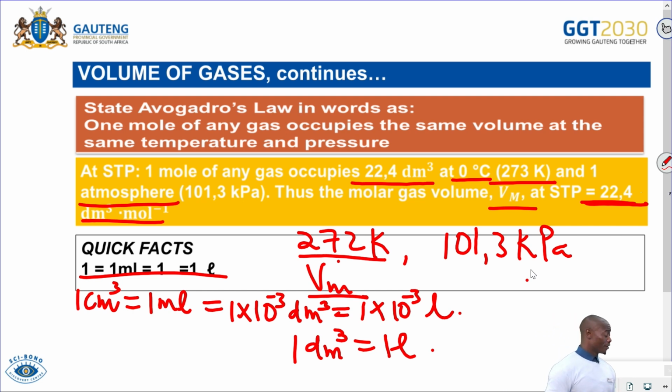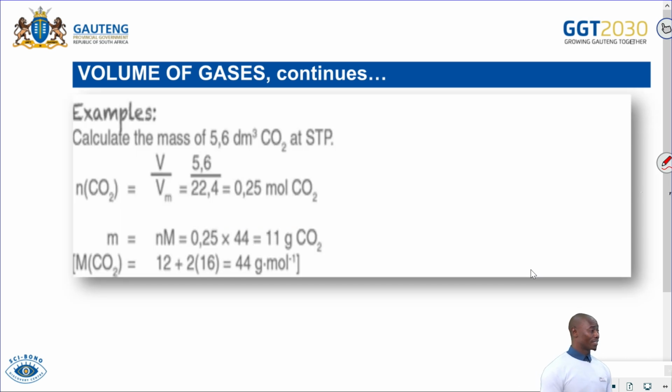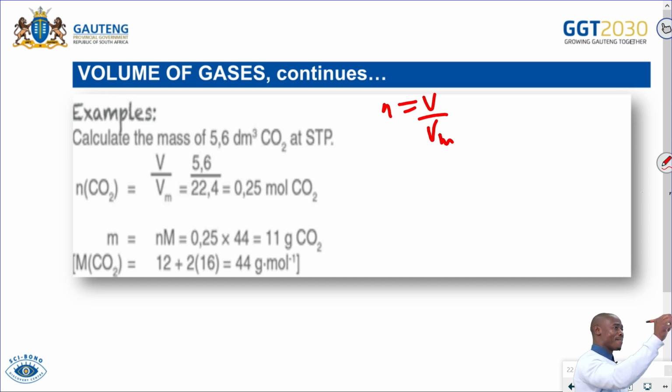So if you are given volume, because it's what they do in most cases, they can give you volume in milliliters, they can give you volume in cubic centimeters. So cubic centimeters to cubic decimeters, divide by 1,000 to convert that to cubic decimeters, all right? And 1 liter is the same as 1 cubic decimeter. So those are the things that are very important there, right? So let's look at examples, now using this equation, number of moles equals V over Vm.